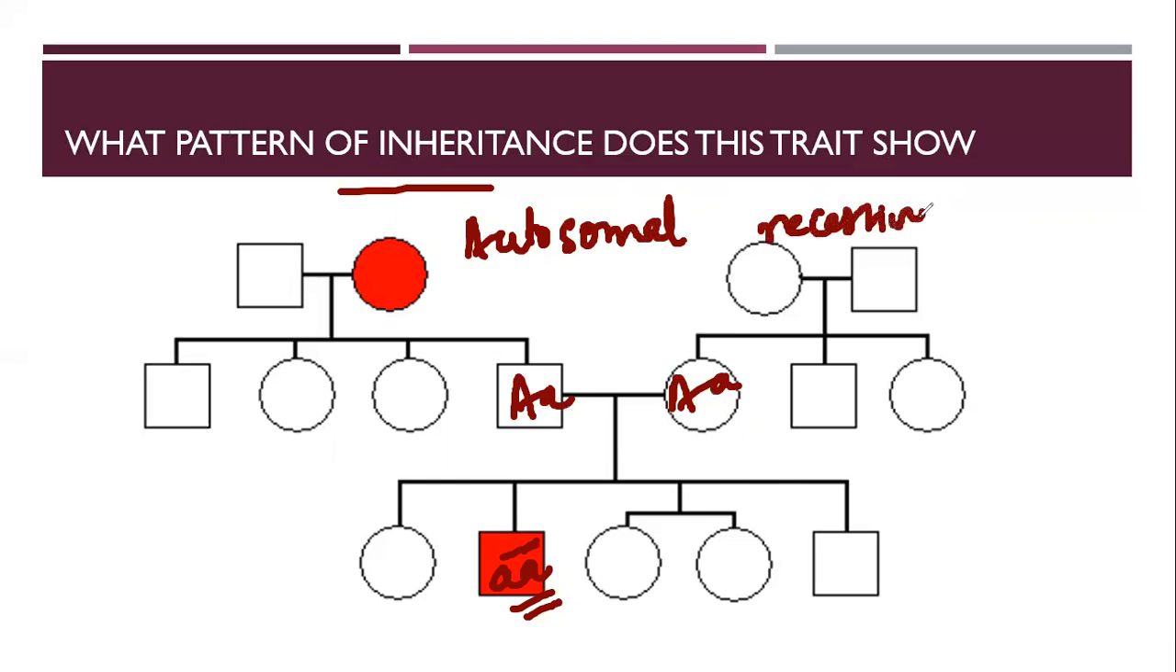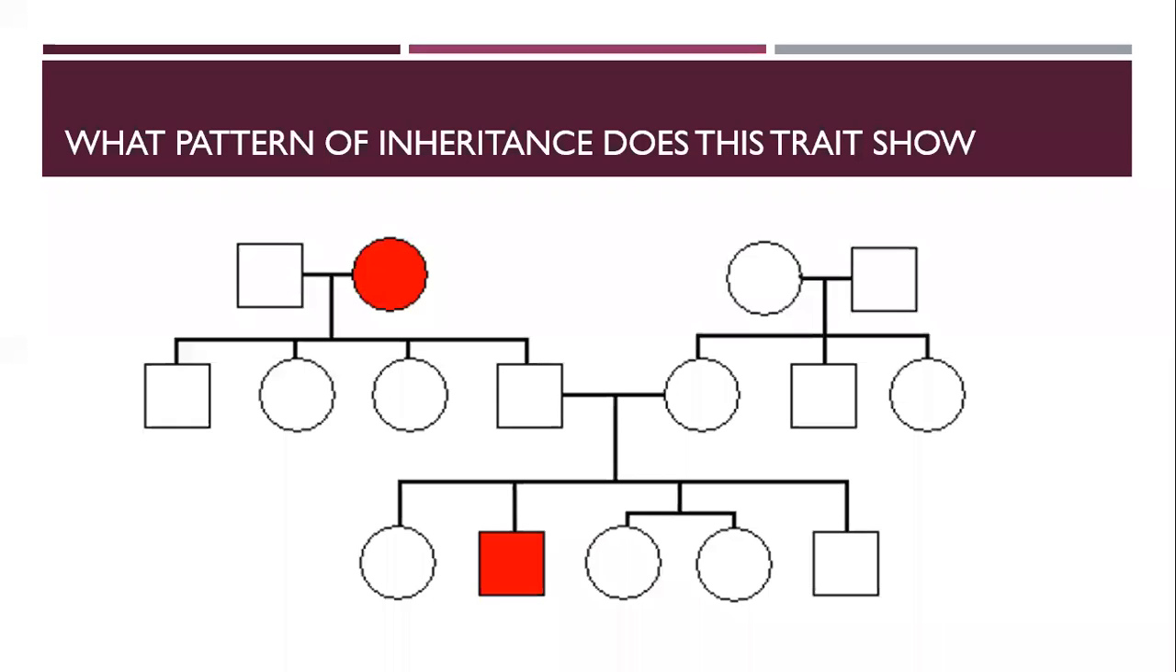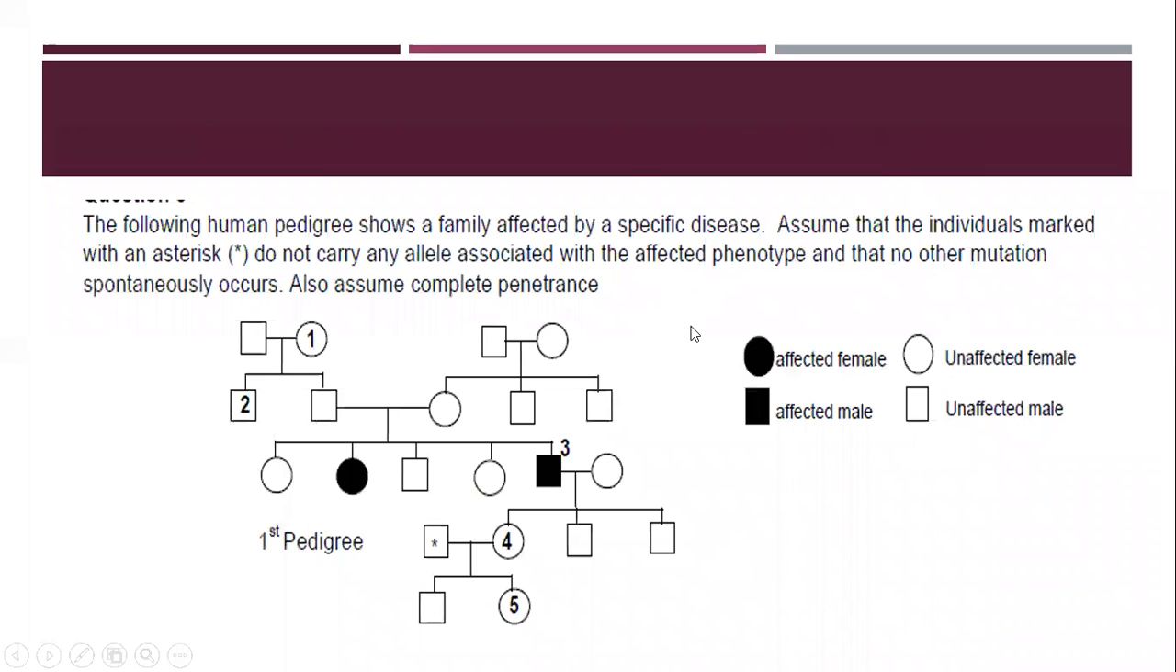So what you need to remember is whether both sexes are showing the trait, that is both male and female, yes, and whether it is skipping the generation, yes, then you can say that it is autosomal recessive. Okay, so I hope this is clear. So let's do one example.